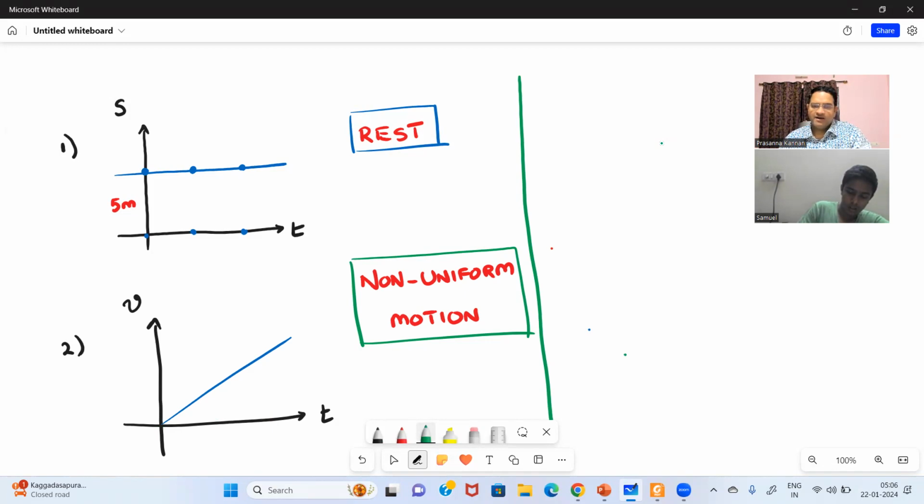And in non-uniform motion, you have two categories, right? What are they? Uniform accelerated motion and non-uniform accelerated motion. Exactly. So among the two, which one would it be?